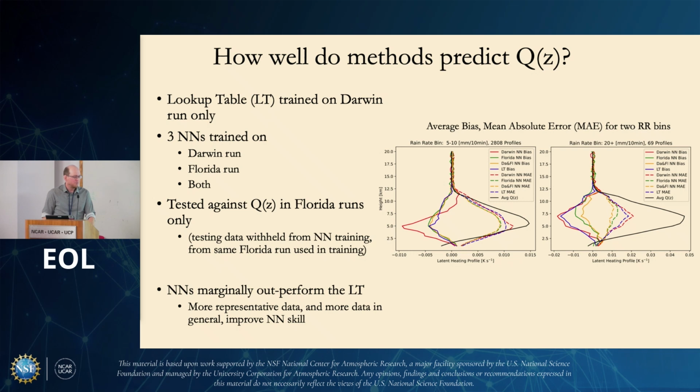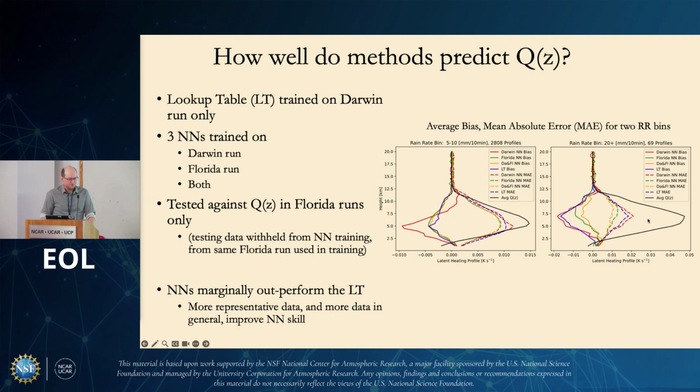So for every grid cell, we've got those input variables, and we've got a single diabatic heating profile, and we're just trying to make a prediction of that. On the right, these are profiles of bias in solid and mean absolute error in dashed for the 4 different methods. And the solid line is the average diabatic heating as a function of height. So you can get a sense for how big these biases and errors are relative to what is typical. And these are for moderately convective and more strongly convective grid cells.